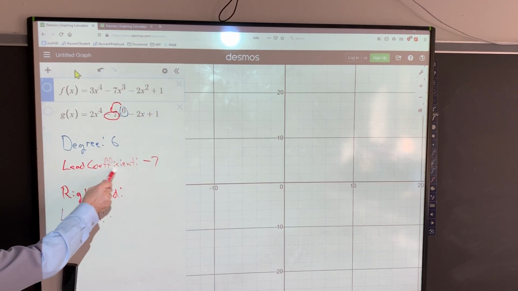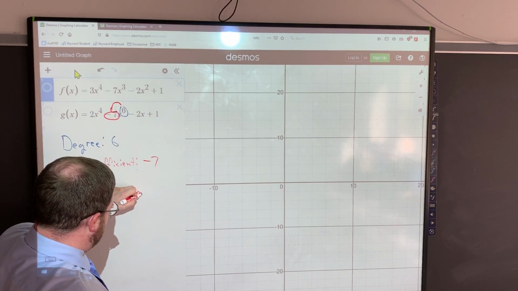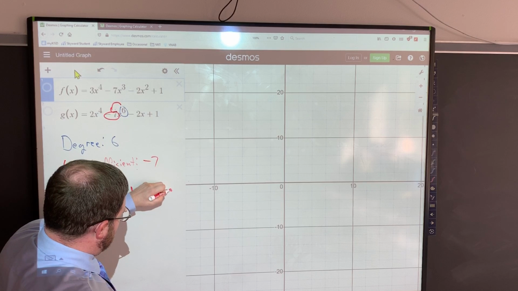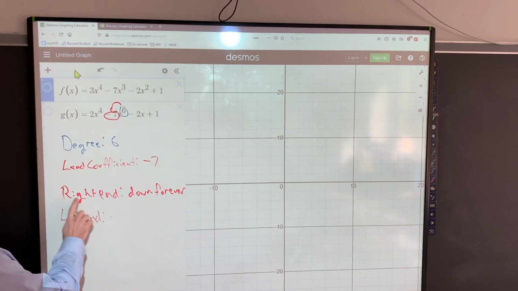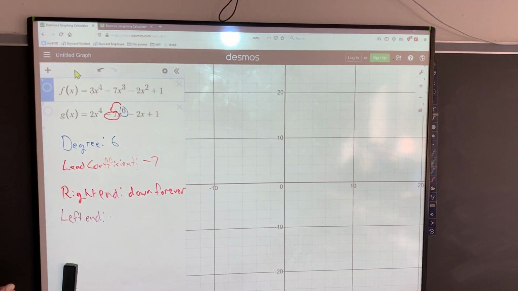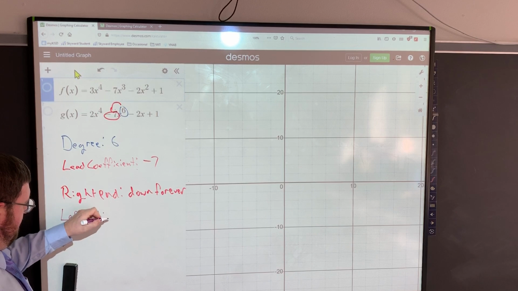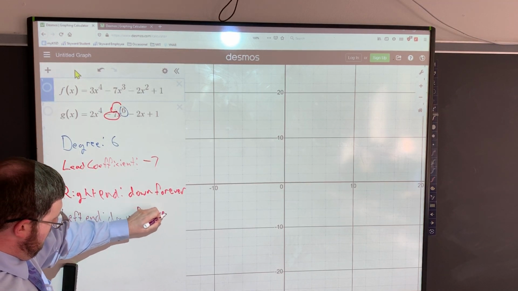Because the leading coefficient is negative, that determines the right end. The right end goes down forever. Because the degree is even, the left end does the same thing. So the left end also goes down forever.